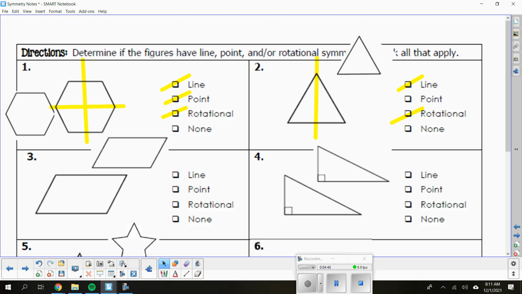If I look for point symmetry, I flip it over. Yes, it looks exactly the same. So it has point, which therefore means it has rotation.